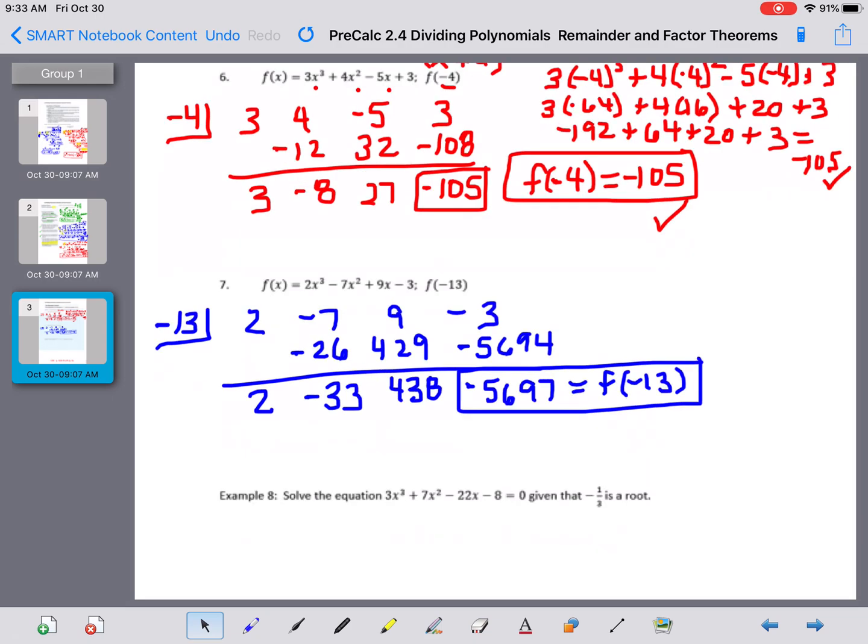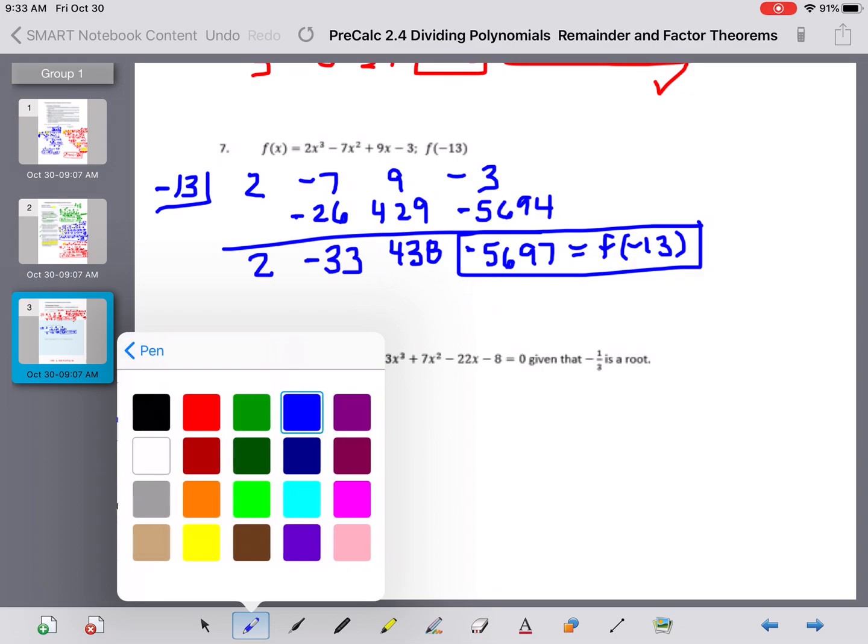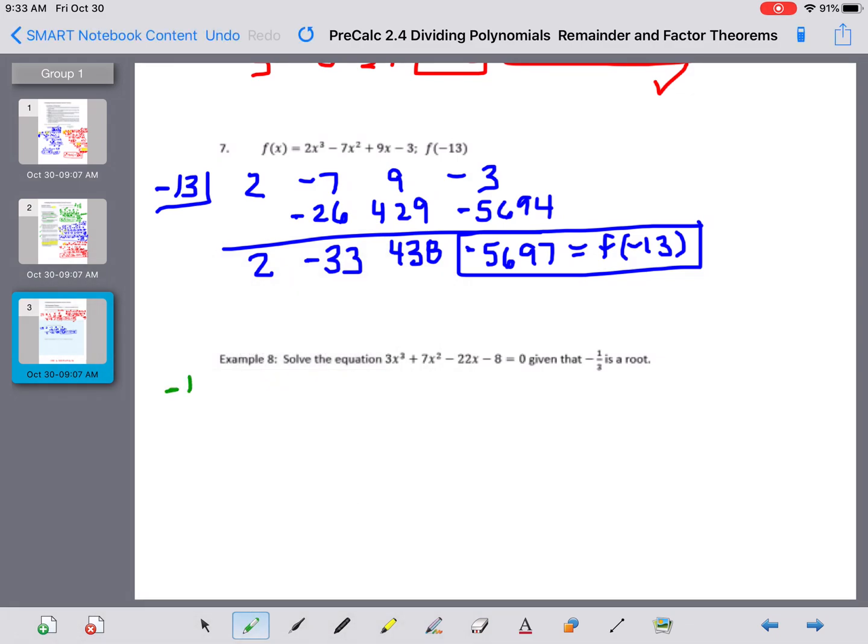Okay, so one thing to know: when we have something that's a root, remember that's the same thing as saying a solution, an x-intercept, a 0, multiple words here that all mean the same thing. But negative 1/3 is a root. So what that means is I can put negative 1/3 into my corner box, okay? And I can divide this expression by that negative 1/3, okay? So I get x cubed, x squared, x, and constant. Everything's lined up. I'm going to use my coefficients, 3, 7, negative 22, and negative 8.